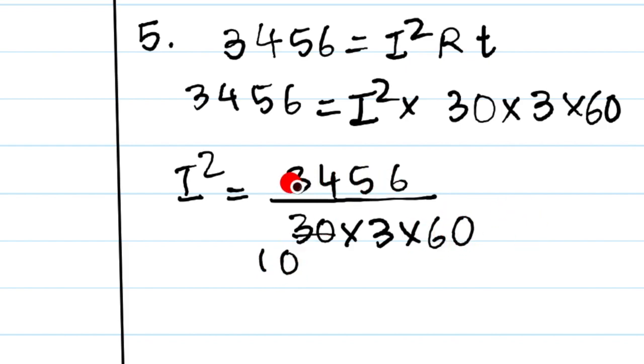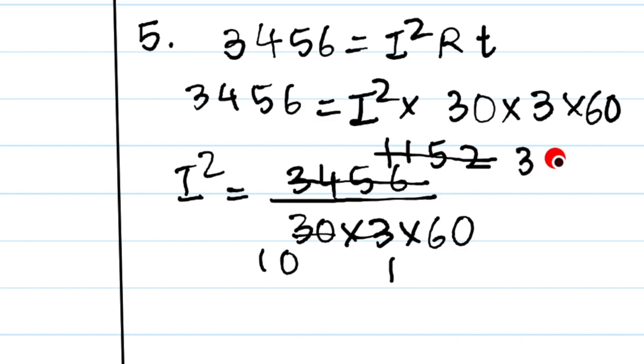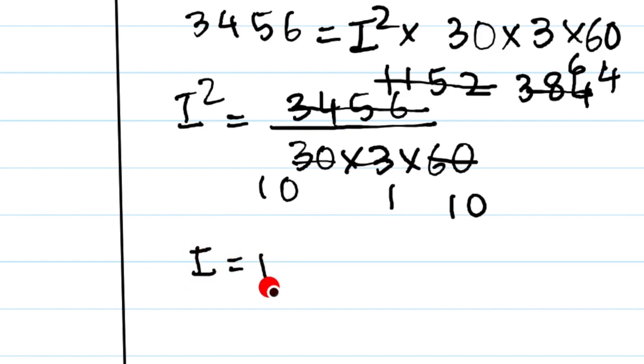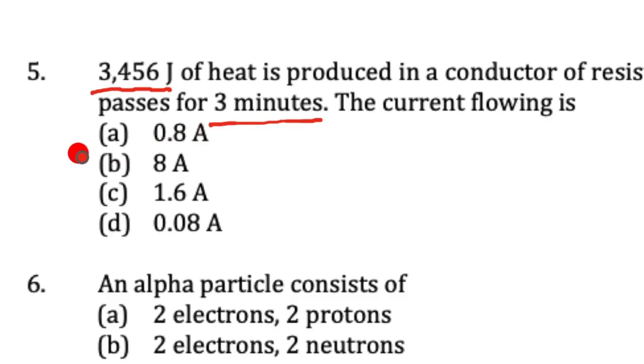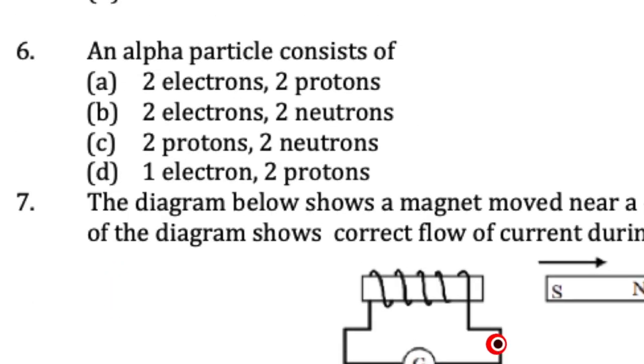3 goes into 30 ten times, 3 ones, 3 ones, 3 fives and 3 twos. 3 ones, and here 3 threes, 3 eights and 3 fours. And 6 tens, and here 6 will go 6 times 36, and that will give us I equal to under root 64 upon 100, which is going to be 8 upon 10, which will be 0.8. Now where is the 0.8 option? 0.8 option is A.